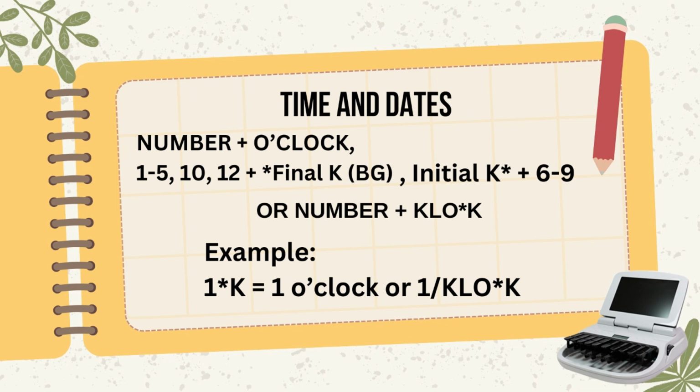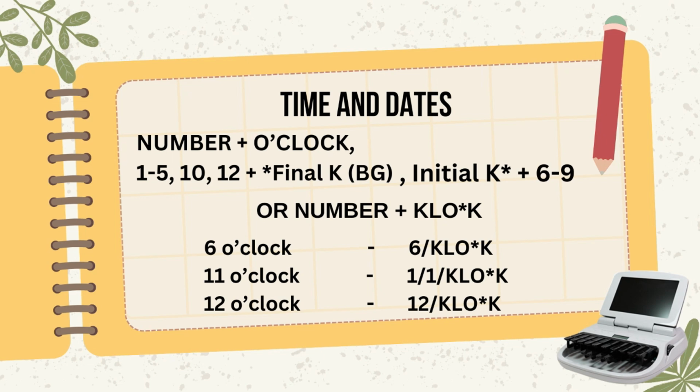For example, how are we going to write 1 o'clock? So it's 1 and asterisk final K. What will appear is the digit 1 and then the word o'clock. The same way with other numbers.